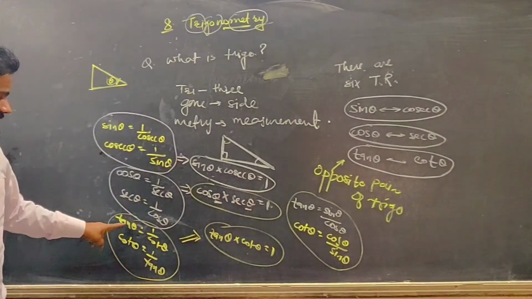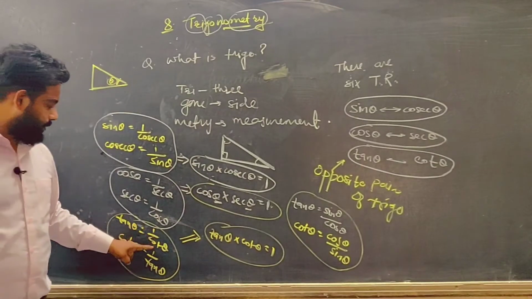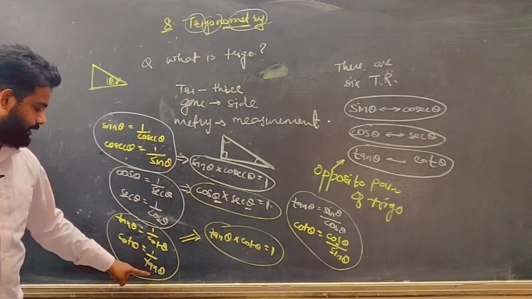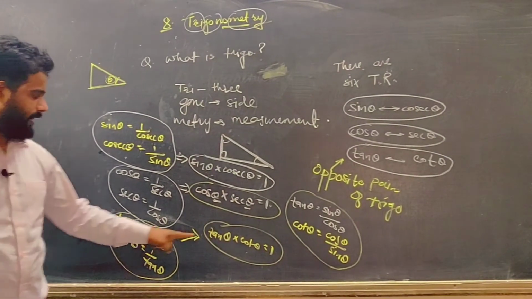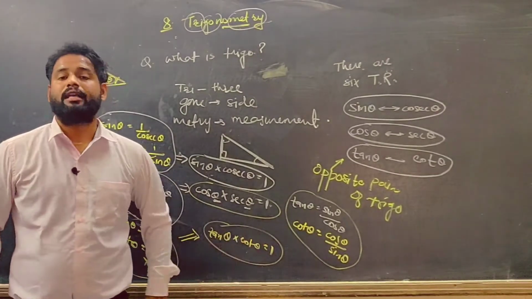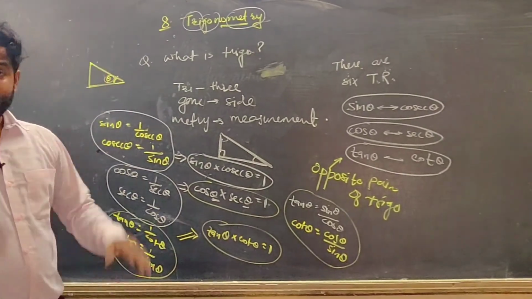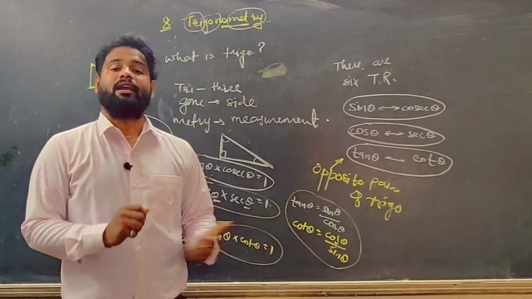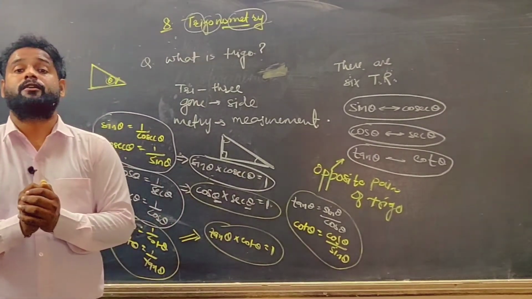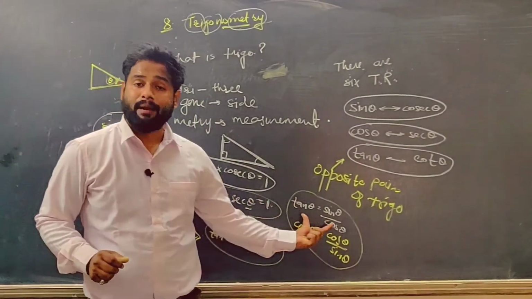And last but not the least, tan theta is equal to 1 upon cot theta and cot theta is equal to 1 upon tan theta. If you multiply these two quantities, tan theta into cot theta, you are going to get the answer equal to 1. But the last one, tan and cot, has the formula in terms of sin and cos. We call it the Brahmastra.